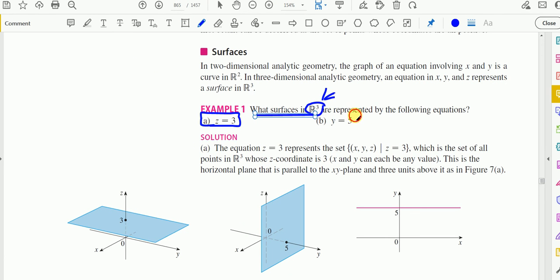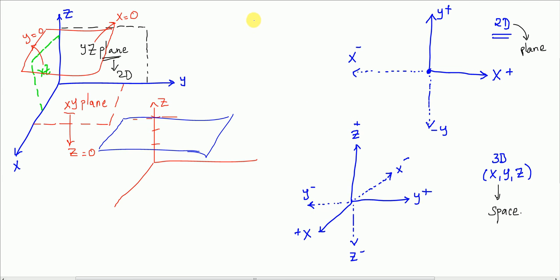The next one, y is equal to 5. Y is equal to 5 means what? Let's come to our coordinate system. Y is equal to, let's say, 1, 2, 3, 4. At 5, we're going to have a plane which goes upwards and downwards and this way. This is x, this is z, and this is x.